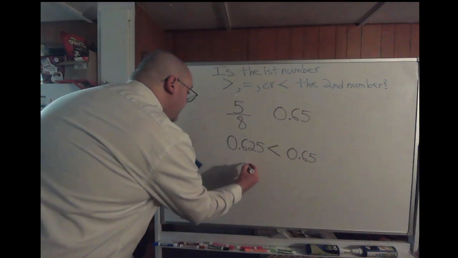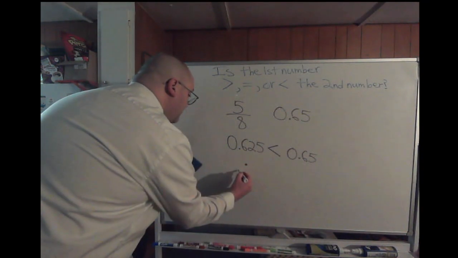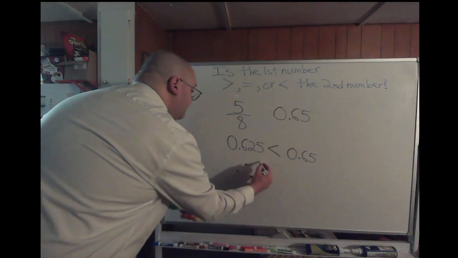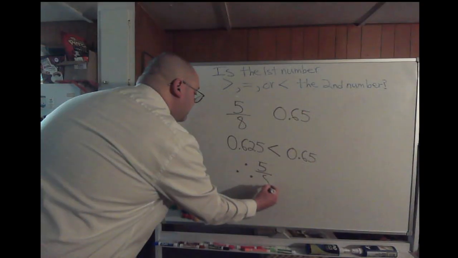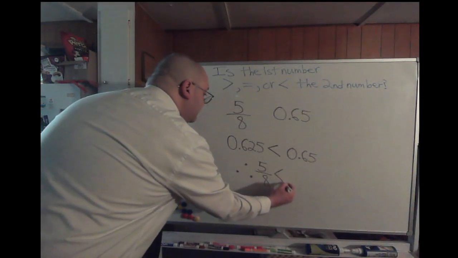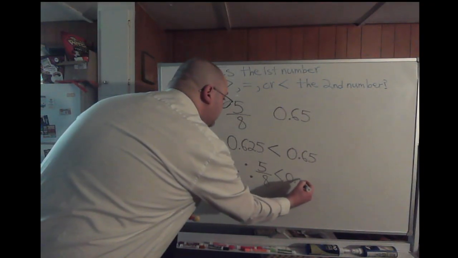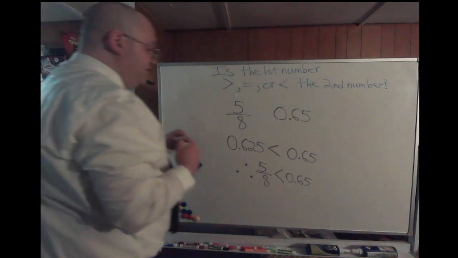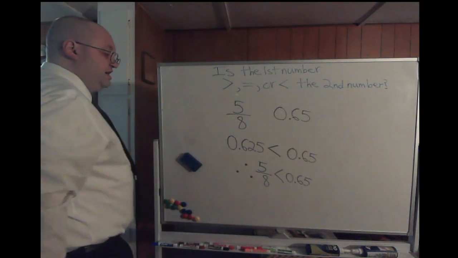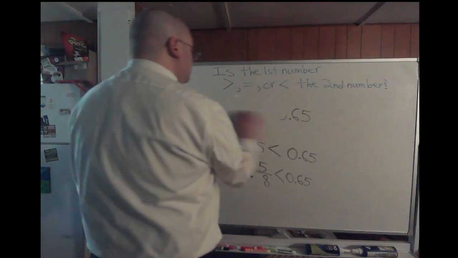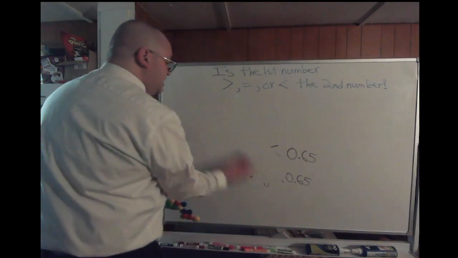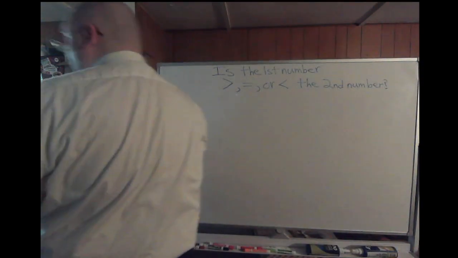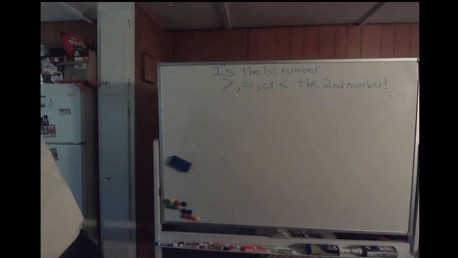So what you would now do, since you've come up with what it is, you'll make a therefore statement. You're going to have the original inequality. Therefore, 5/8 is less than 0.65. That's what you would say. 5/8 is less than 0.65. I'm sure some of these have come up, decimals compared to fractions. That's when it can get tricky.